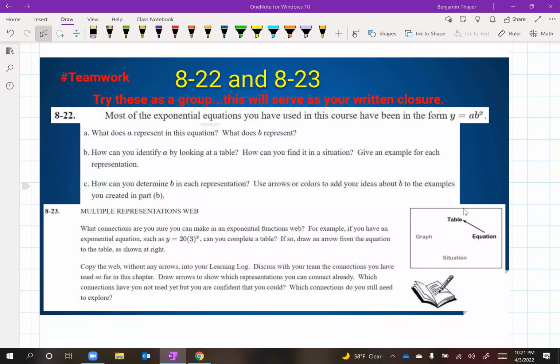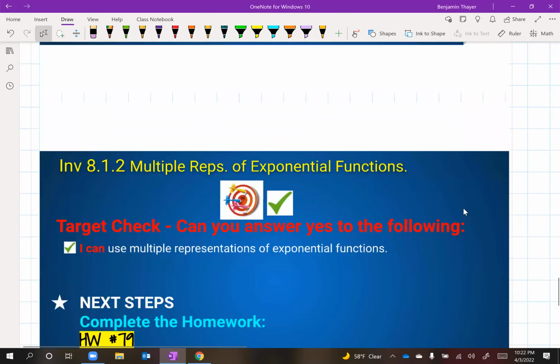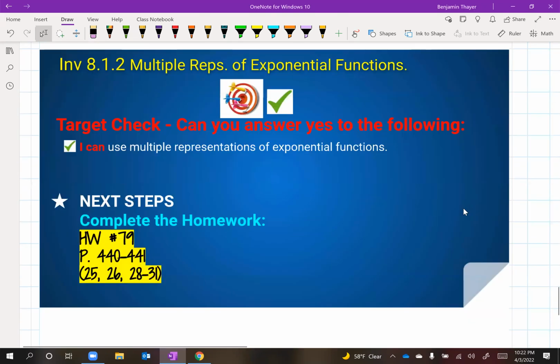All right, to close things out today, work as a team on 822 and 823. In 822, you're breaking down your understanding of what the parts of the exponential equation y equals a times b to the x mean, and where you can find those pieces in a table and in a situation. In 823, you're revisiting that multiple representations web. So take a look at that and close that out as a group for the last 10 minutes of class or so here. And then finally, make sure you revisit the target.